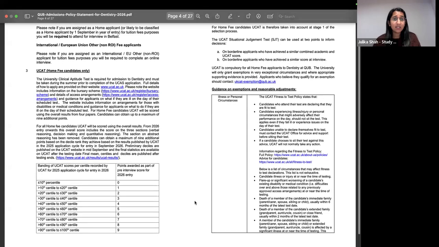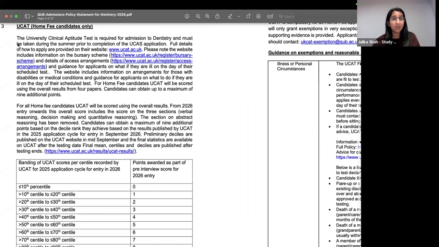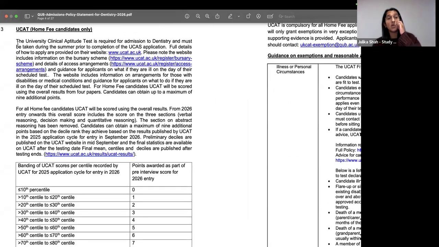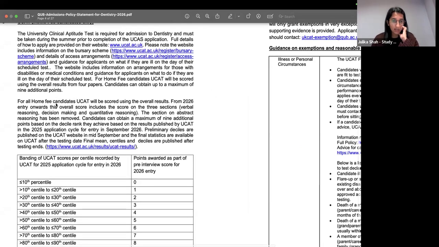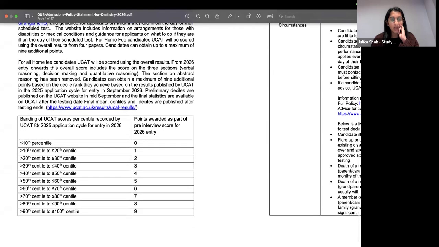So if we look into the UCAT and what they look for, it talks about what the UCAT is. For those of you who don't know, it's the University Clinical Aptitude Test that you do in the test centre, and you get your score given straight away as soon as you finish. Some universities will put you in a decile based on the results you've got. So there's a banding system and they put you in percentiles.